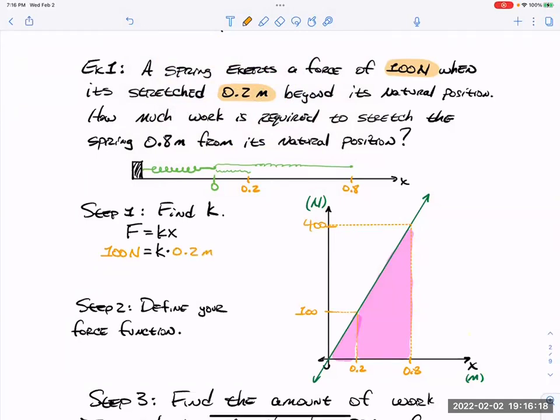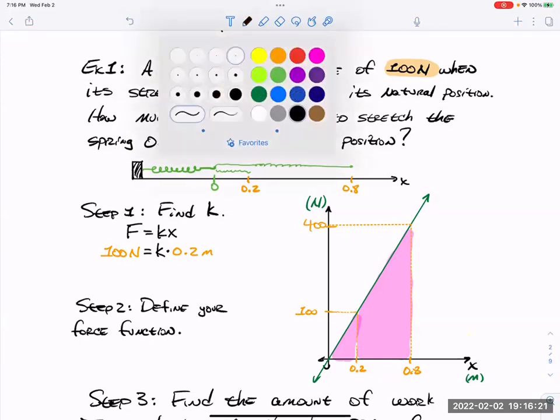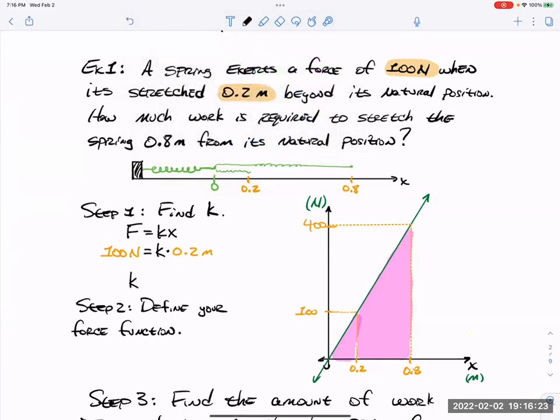Okay, now we can solve for K. So from there, we can see K is equal to, well, if you take 100 and divide by 0.2, what happens there is you get 500. So we get 500 newtons per meter. So this right here is our spring force constant. Okay, so now with that, we found K, the spring force constant.